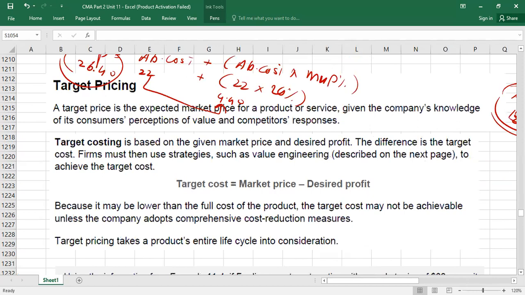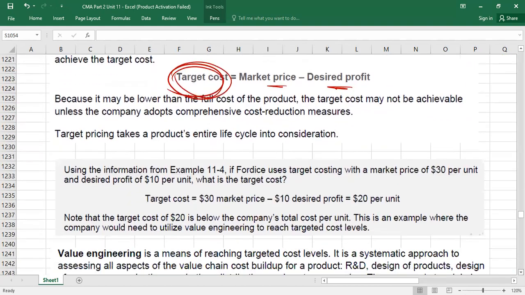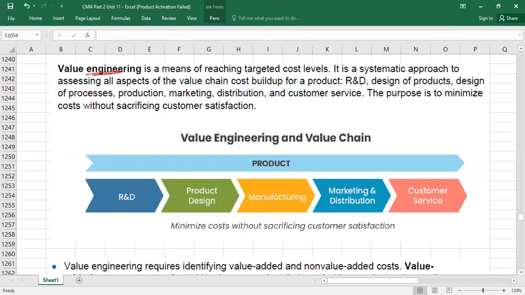Then guys, this is what is written here: target cost is market price minus desired profit. So this is your target cost within which your product should have been completed, right? And I told you value engineering concepts also you can go through. When you do value engineering, you want to cut the cost, right or wrong? The reason is that if your product is taking $18 in actuality, but you need to complete it in $15, there is a gap of $3. This $3 you need to cut.